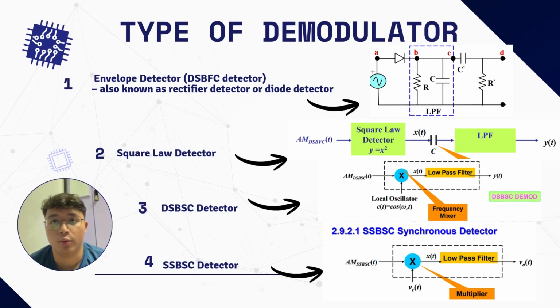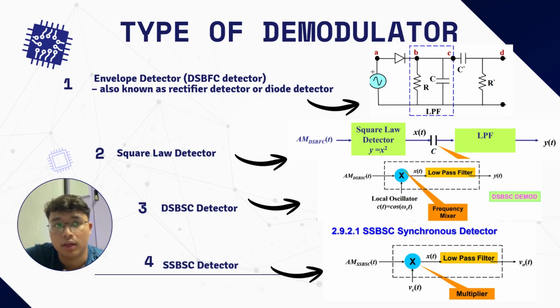Okay, so in this slide, I'm going to explain the four types of demodulator. The first one is the envelope detector, also known as rectifier detector or peak detector. This is actually the simplest form of demodulation because it mainly uses a diode and an RC filter to detect the envelope of the incoming AC wave.